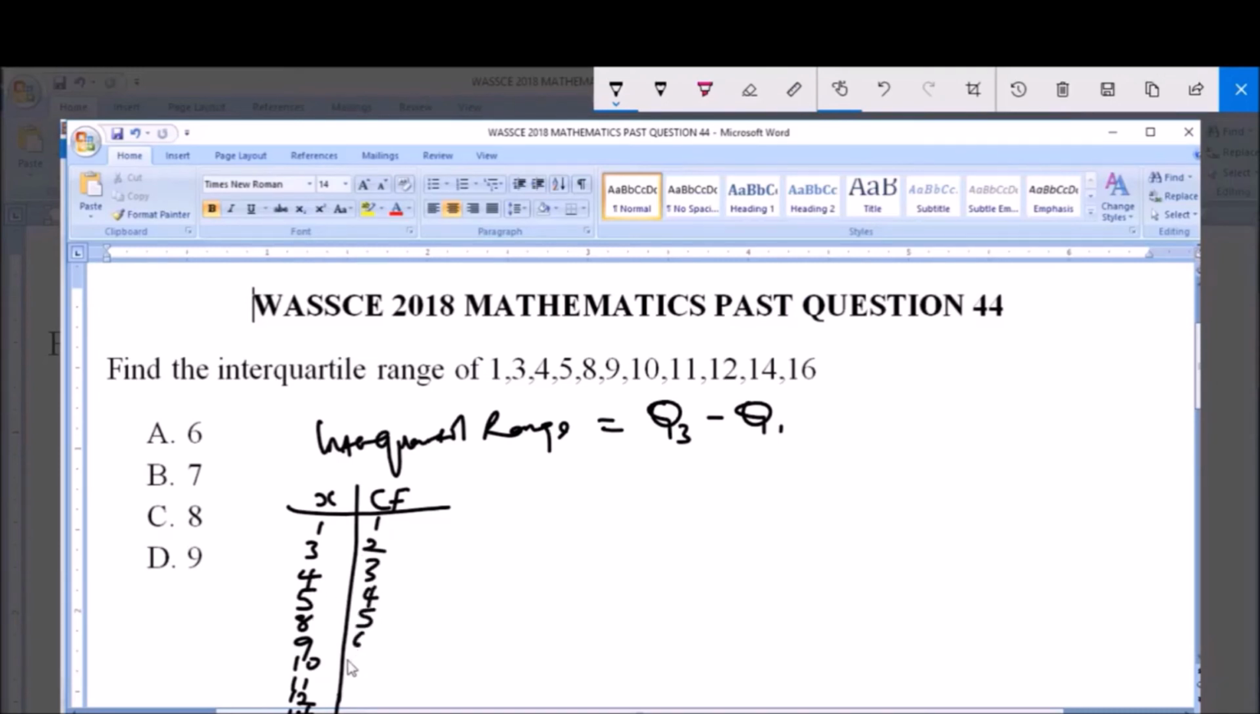5, 6, 7, 8, 9, 10, 11. So the cumulative frequency is 11. That is, the total number of this set of data given to us is 11.